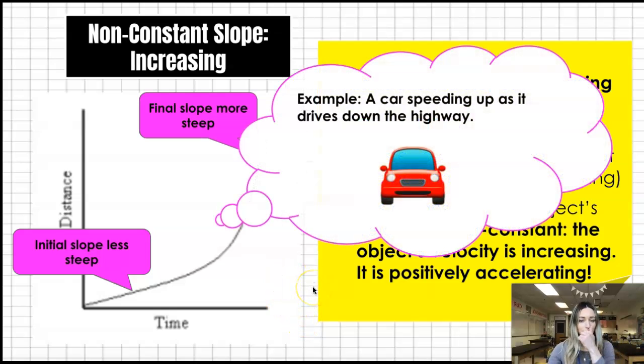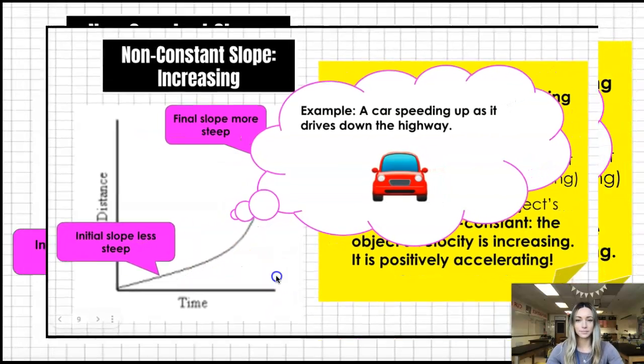An example of this would be a car speeding up or positively accelerating as it drives down the highway. I would see a less steep slope at the beginning of the line, increasing to a much steeper slope towards the end of the line.